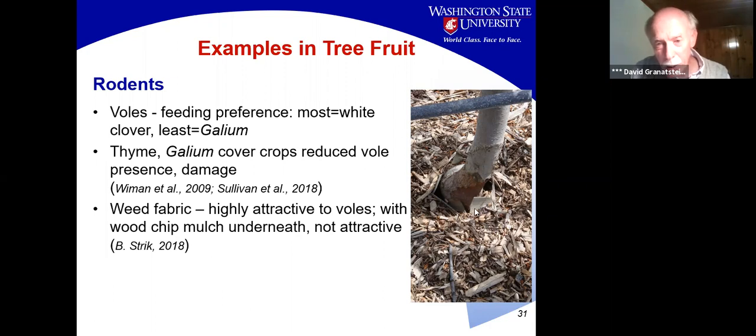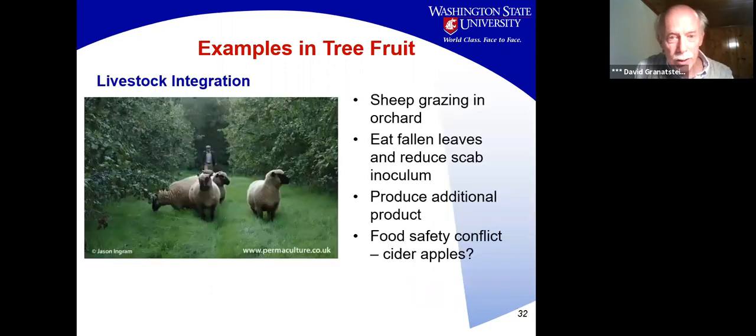We did a similar experiment. This is a fabric material underneath the wood chips, and the voles would come to the edge of the tree row. They get under that fabric material, run right over to the trunk, come right up and chew the trunk, which is what you see here. So just by reversing the position of those two, we could have eliminated that problem. So a lot to learn just about something like voles and what they like or don't like.